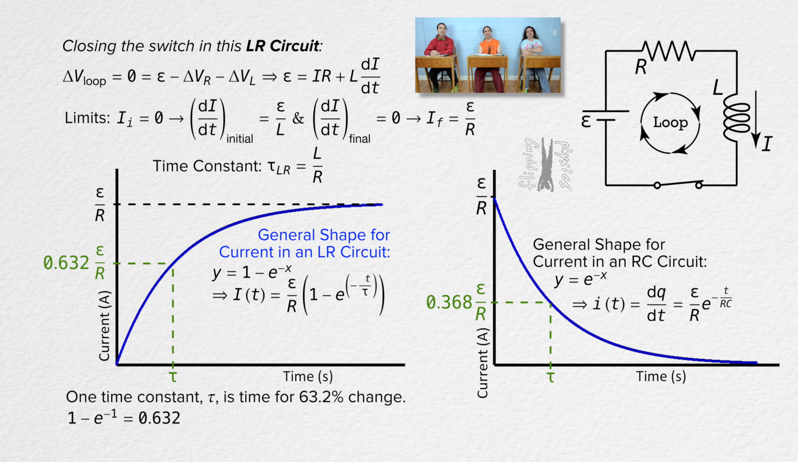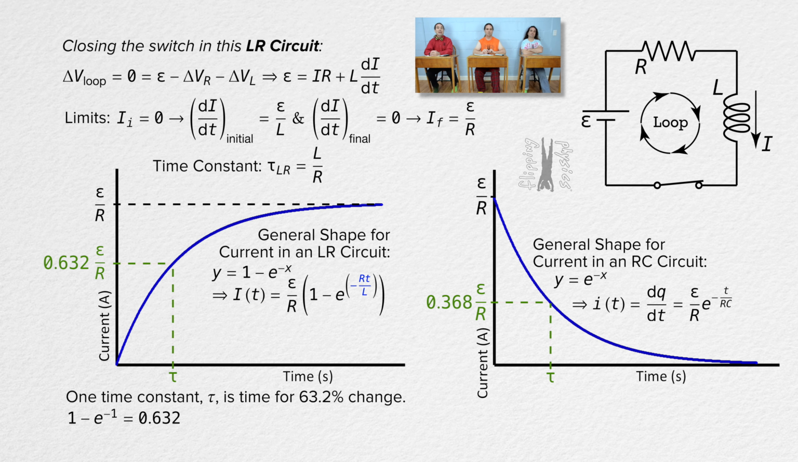We know the general shape of the equation for current as a function of time is y equals 1 minus e to the power negative x. That means current as a function of time equals the maximum value for current, which is EMF divided by resistance, times the quantity 1 minus e to the power negative time over time constant, or negative resistance times time divided by inductance.